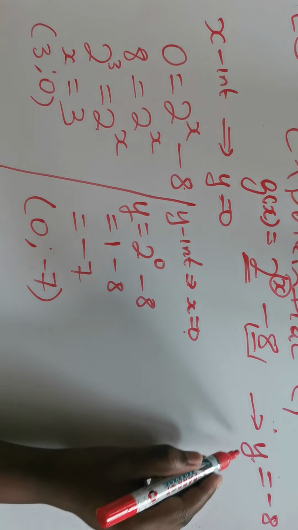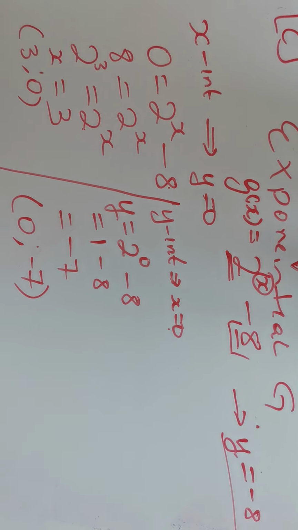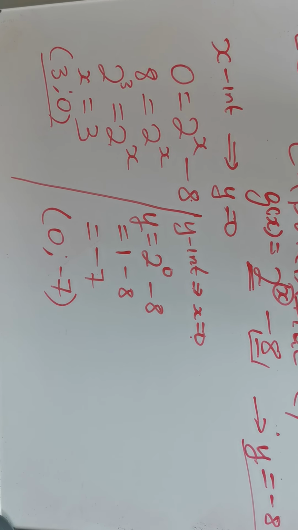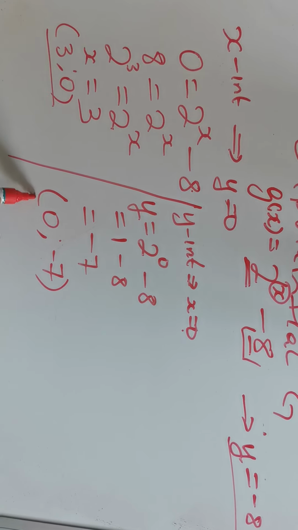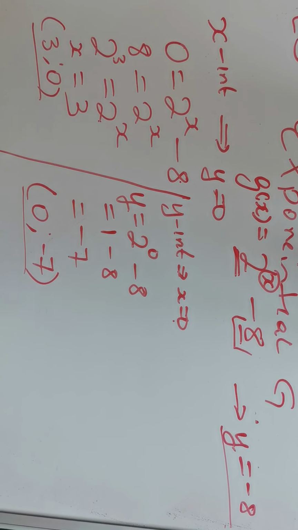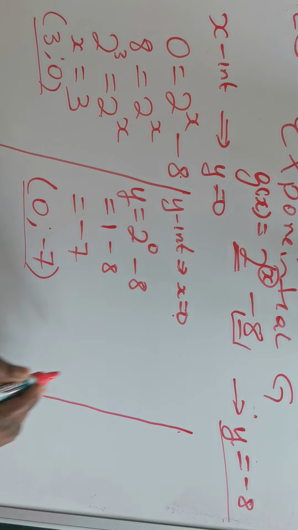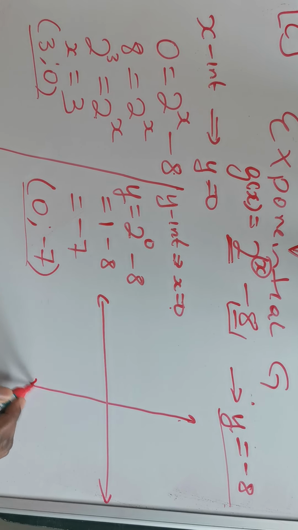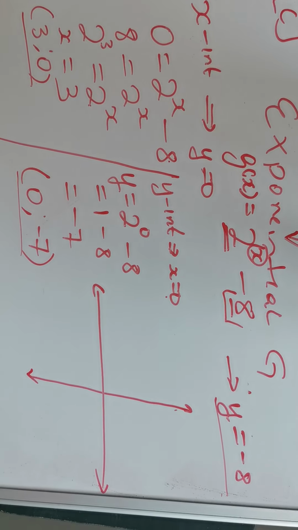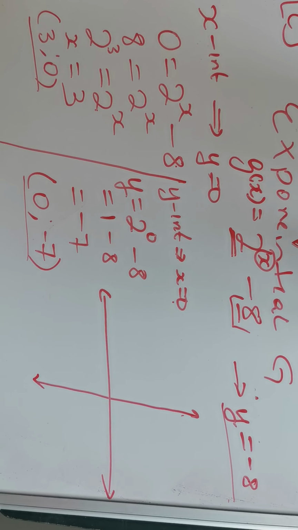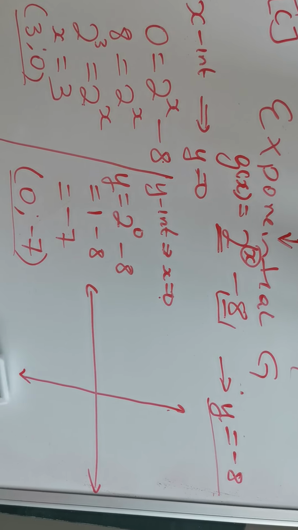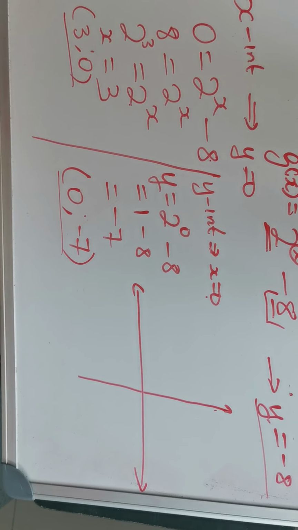Then we're done. We have our asymptote. We have our x-intercept. We have the coordinate for the y-intercept. Then we can now sketch the graph. Sketching the graph, you start with your asymptote. What is our asymptote here? It's negative 8. So let's extend this line, because we have negative 8 now.